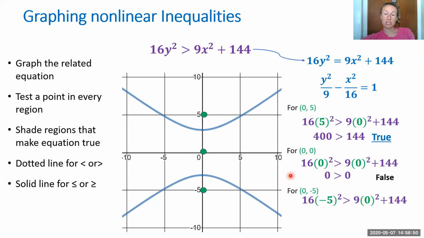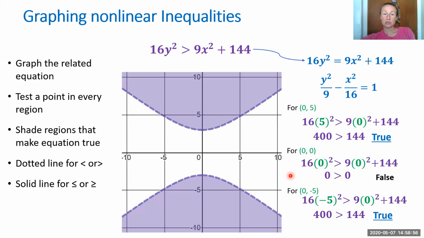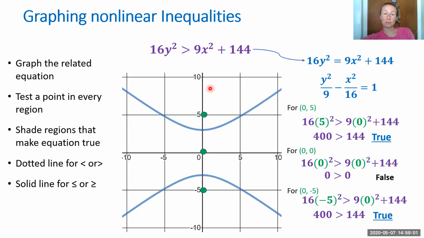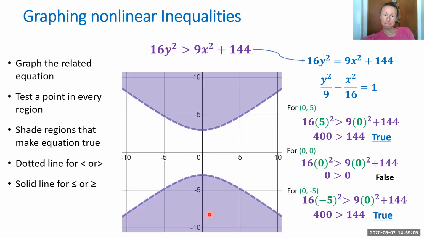For our third region, 0, 5, we get that 400 is greater than 144, which is true. So that is also a solution. So our top region and our bottom regions are solutions. So we shade them. And then we check, do we need a dotted line or a solid line?